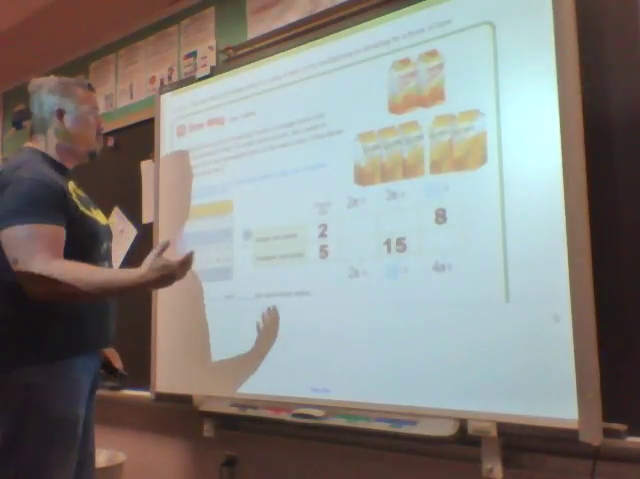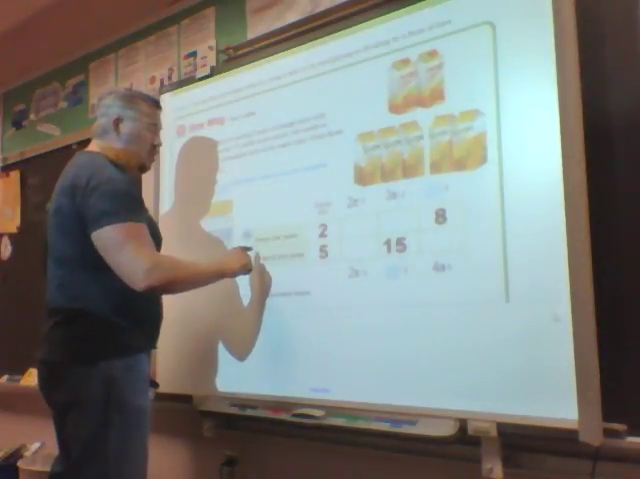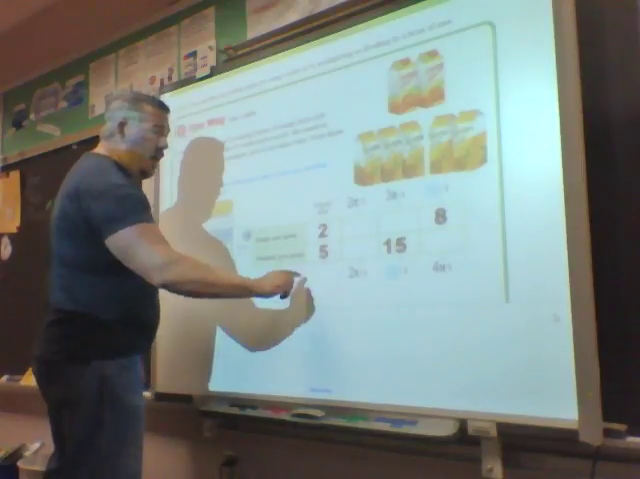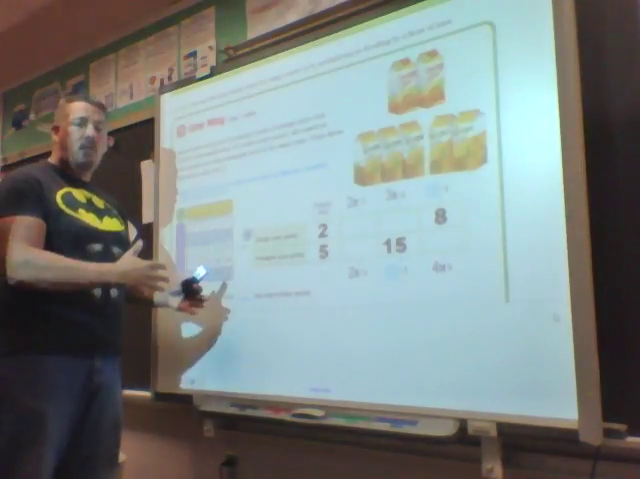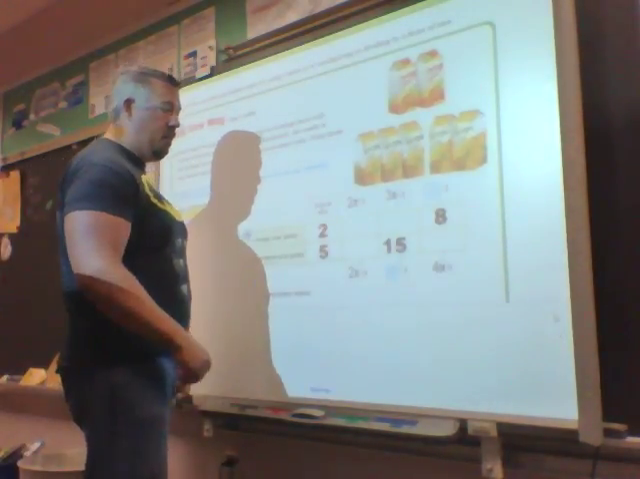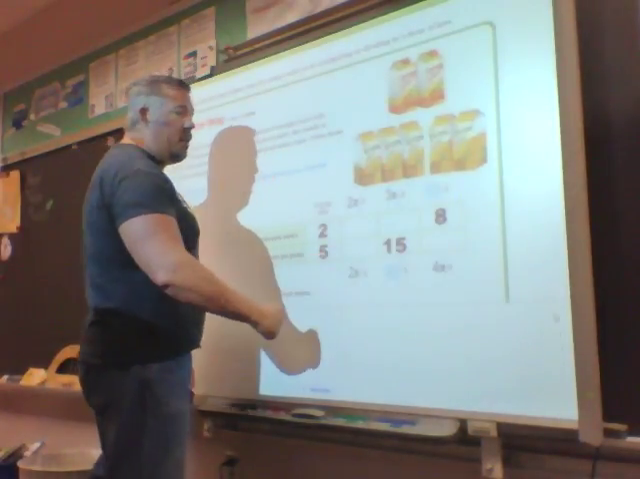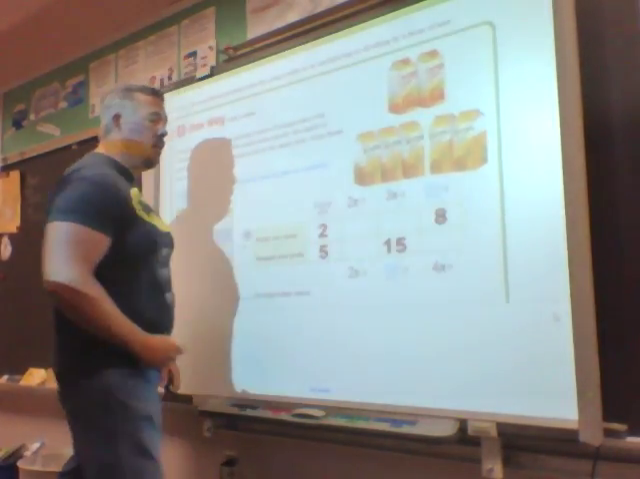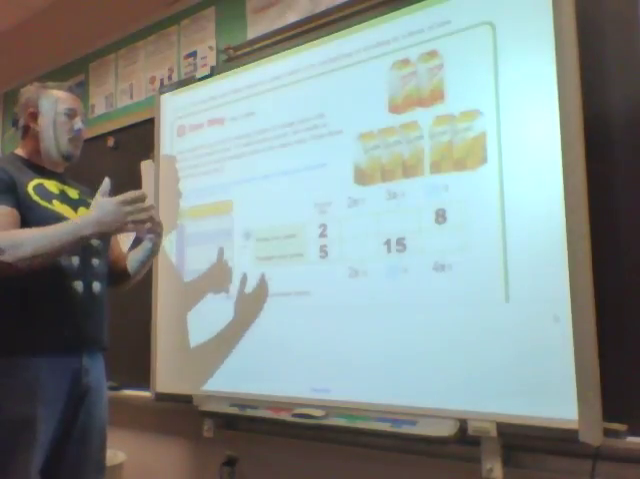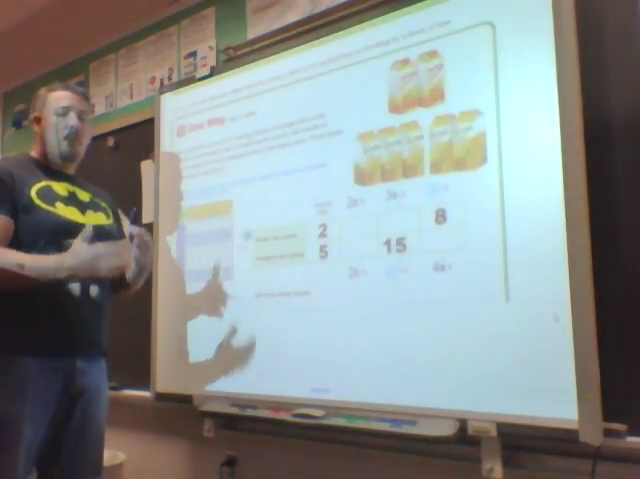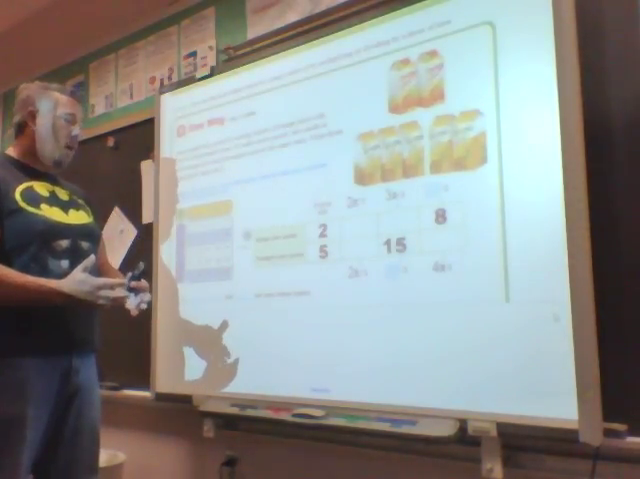So I know that if I'm starting out, I have 2 orange juice and I have 5 pineapple juice if I grow in increments. And then they fill in some spaces here. So I know that I have a 15 here. I know I have an 8 here. So what are my equivalent ratios or equivalent amounts or values that we're talking about?